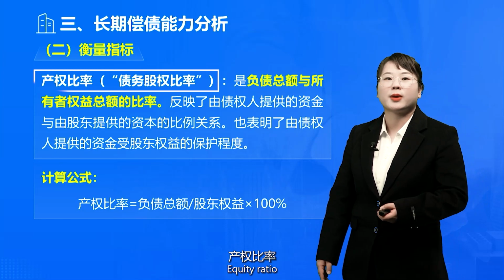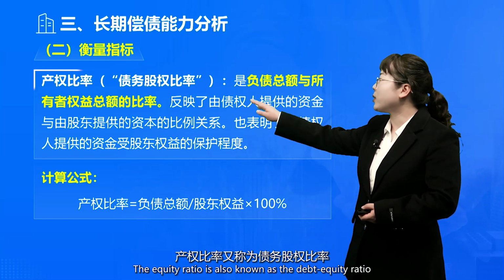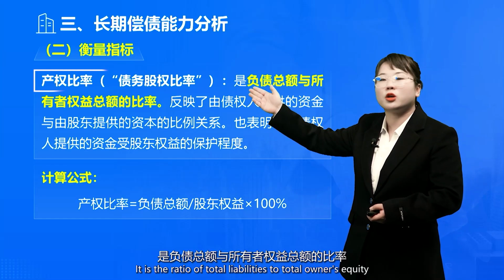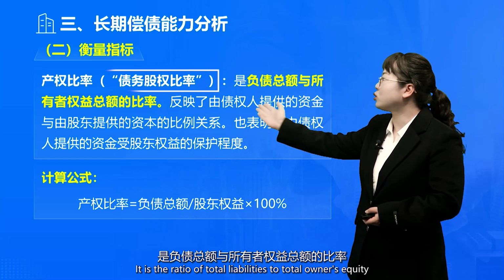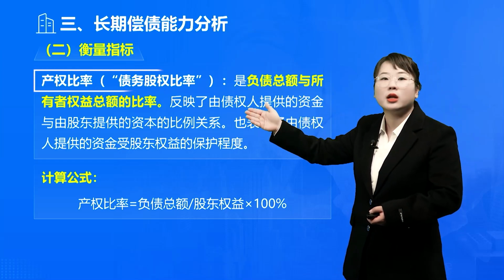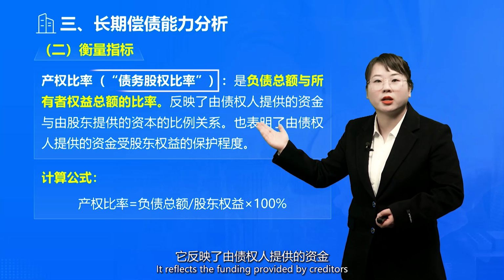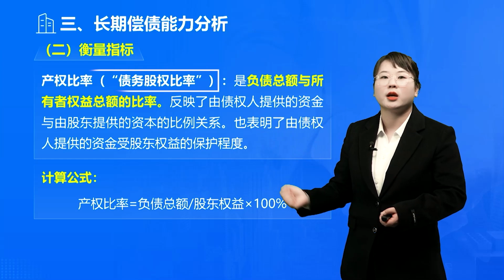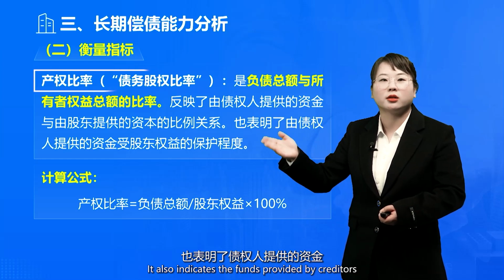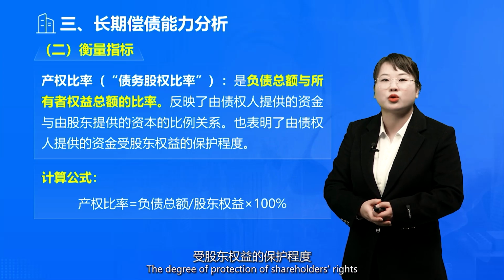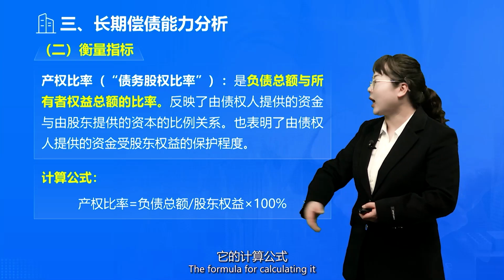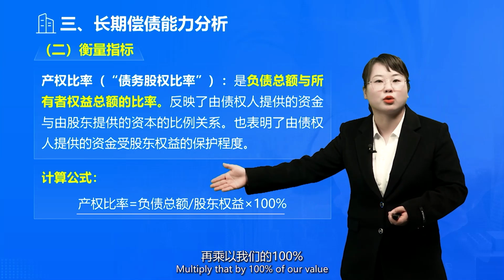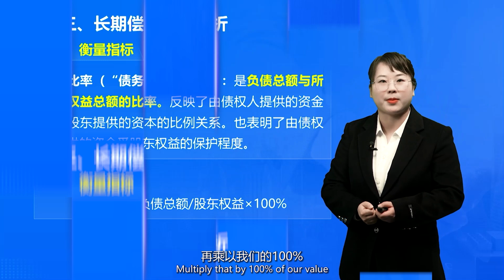Second measure, equity ratio. The equity ratio is also known as the debt-equity ratio. It is the ratio of total liabilities to total owner's equity. It reflects the proportion of funds provided by creditors compared to funds provided by shareholders. It also indicates the degree of protection of shareholders' rights. The formula for calculating it is total liabilities over equity, multiplied by 100%.